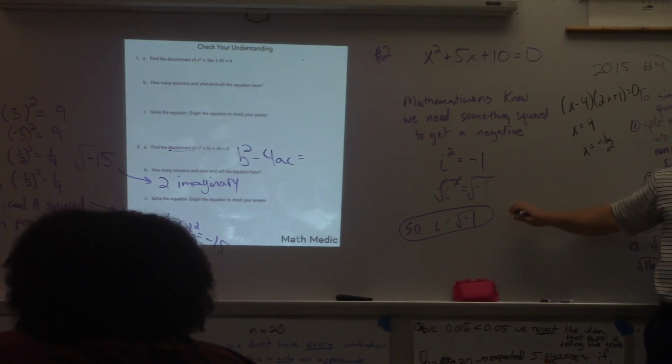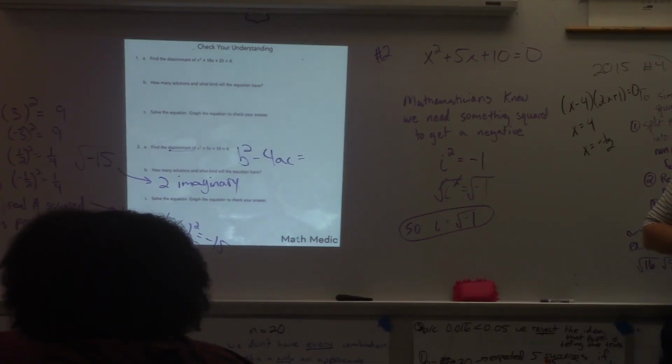So, remember earlier, I'm just going to point this out. Remember earlier how we had the square root of -15. That's why we said it was an imaginary number. Remember how we simplified radicals yesterday so that we could split it into two different radicals?